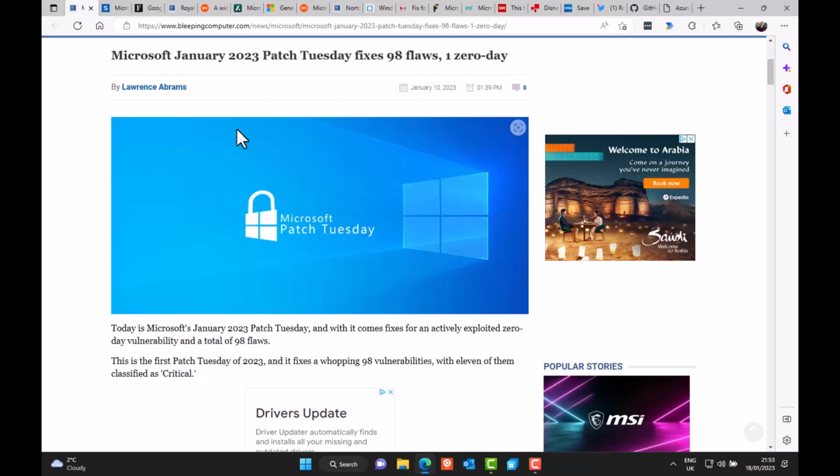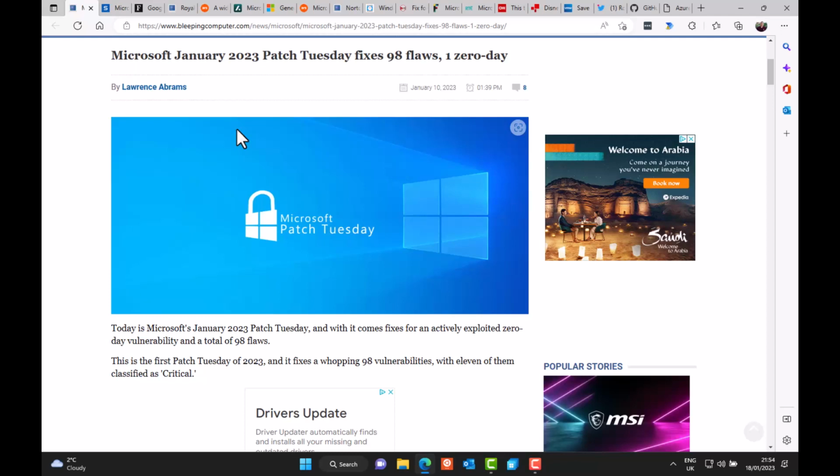The actively exploited zero-day vulnerability fixed in the updates was CVE-2023-21674, which bleepingcomputer.com reports is a Windows Advanced Local Procedure Call elevation of privilege vulnerability. And Microsoft stated that this is a sandbox escape vulnerability that can lead to the elevation of privileges, and an attacker who successfully exploits this vulnerability could gain system privileges.